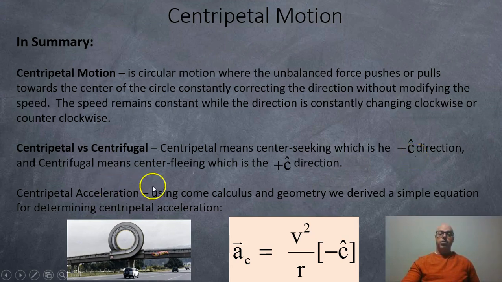Centripetal acceleration: using some calculus and geometry, we derived the simple equation for determining centripetal acceleration, which is a_c equals v squared over r towards the center of the circle.